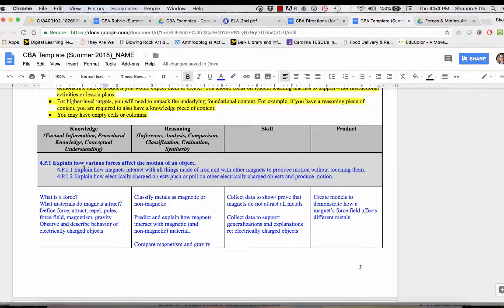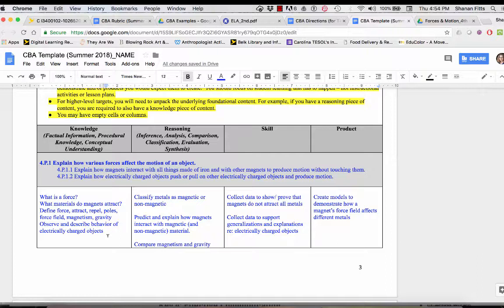Based on these clarifying objectives and the unpacked standards, some areas of knowledge that the kids are going to need are defining and giving examples of forces, and the words attract and repel. One misconception that will come up is that if something is not attracted to the magnet, then they think it's repelled by the magnet, but that's not really true. It's just not magnetic. So getting the students to explore and be able to define or explain some of these concepts would be within this standard.